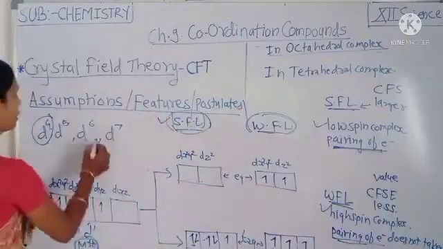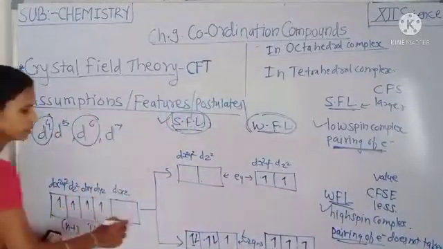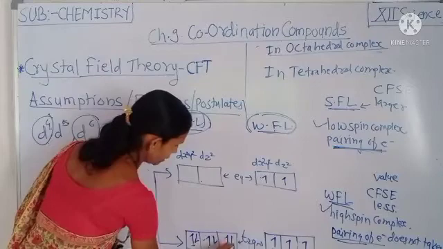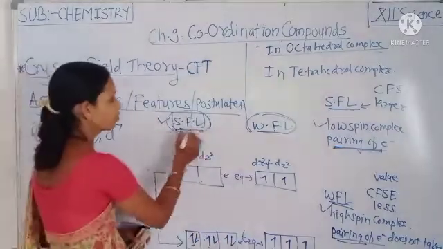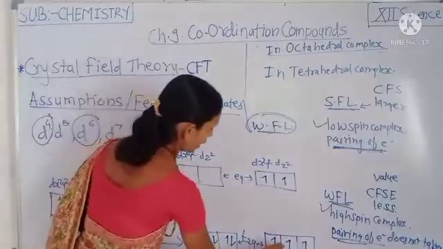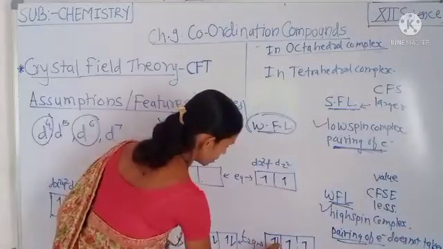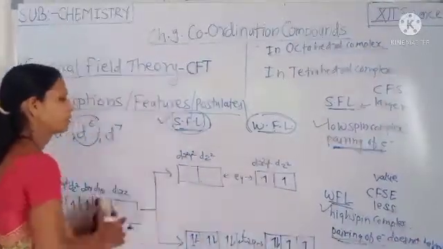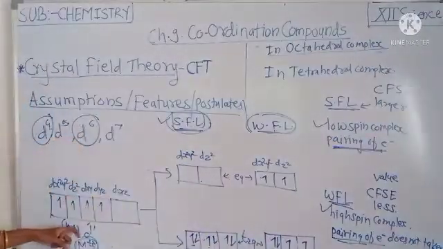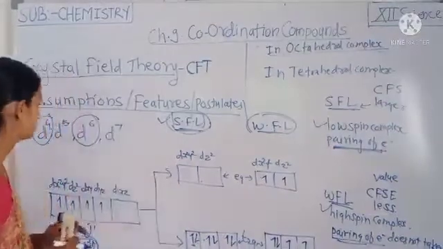complex. Similarly, for 6 electrons, the 6th electron enters here because pairing takes place, and the low spin complex forms if strong field ligands approach it, and here the 6th electron gets paired. Therefore, the electronic configuration for d6 is different.